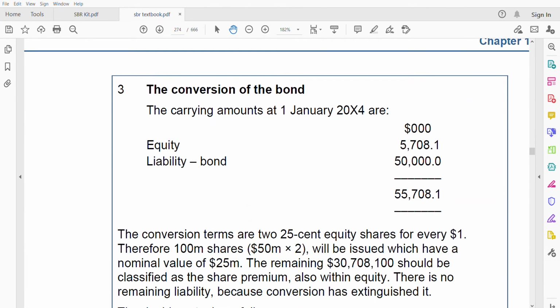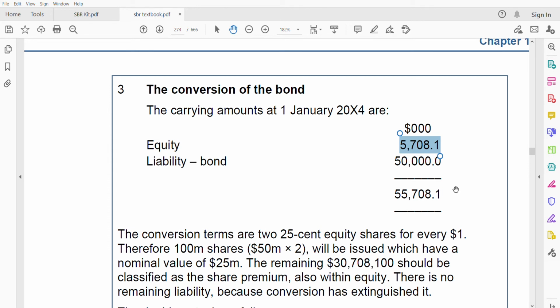Now the conversion of the bond. So the liability we know, 50 million is the amount, and what is the equity? Definitely this will be shown in the statement of financial position: the liability, the bond, and the equity. So this is the bond 50 million, and what is the equity? We have just got it, the balance. So the total is this.